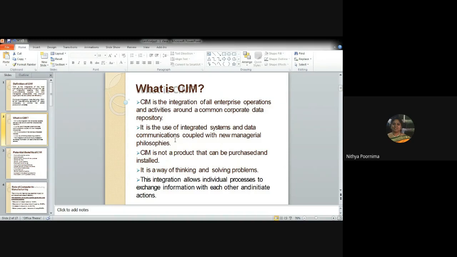I already said, if you have to understand SIM, it is a process which involves right from placing an order till the product is delivered to the customer, right? I said that is SIM. Now, when I talk about SIM, what are these new managerial philosophies?